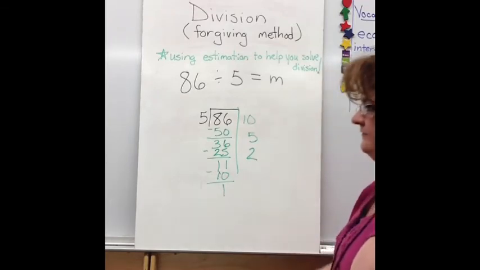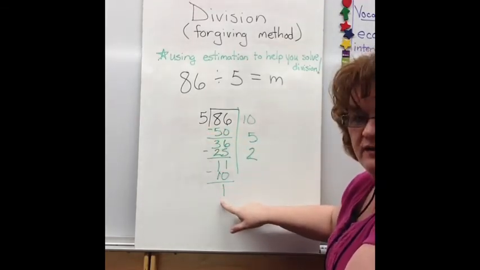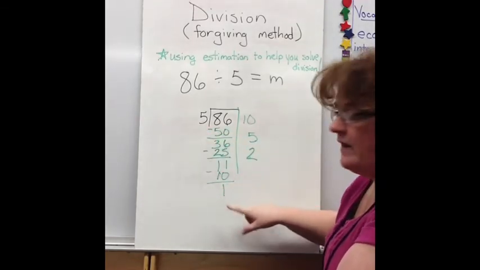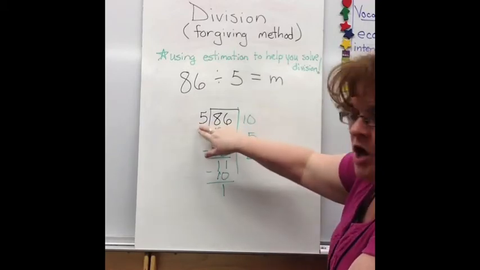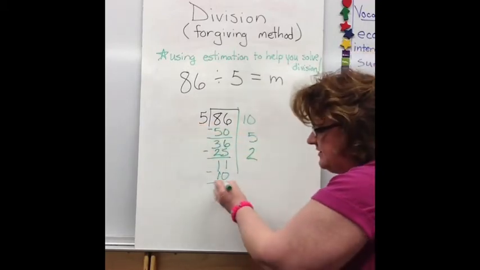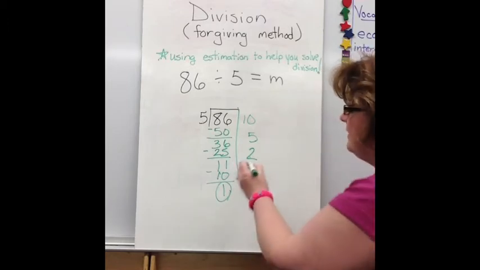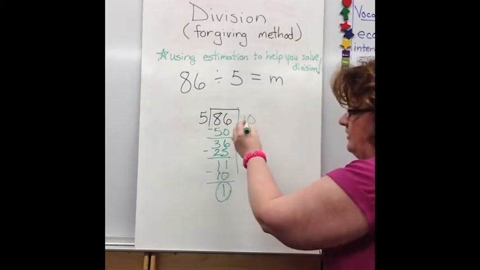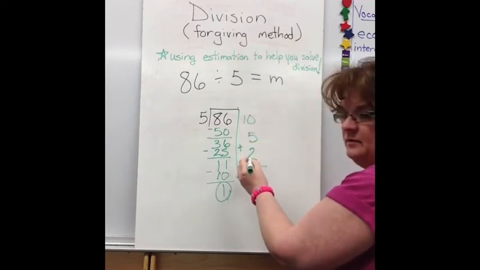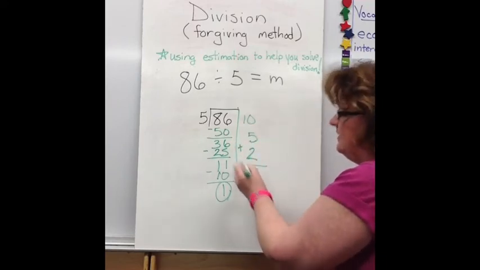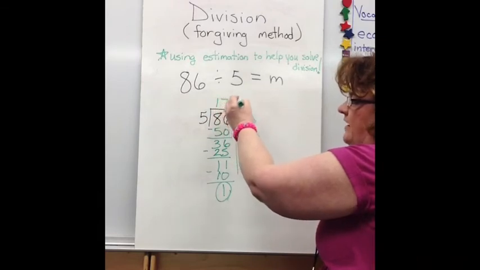I have 1 left. Does 5 go into 1? No, it does not. So when this number down here is smaller than this number, then I know that this is going to be a remainder, or what's left over, and I circle it. Then all I do is add these together. 10 plus 5 is 15, plus 2 is 17. So my answer is 17 with a remainder of 1.